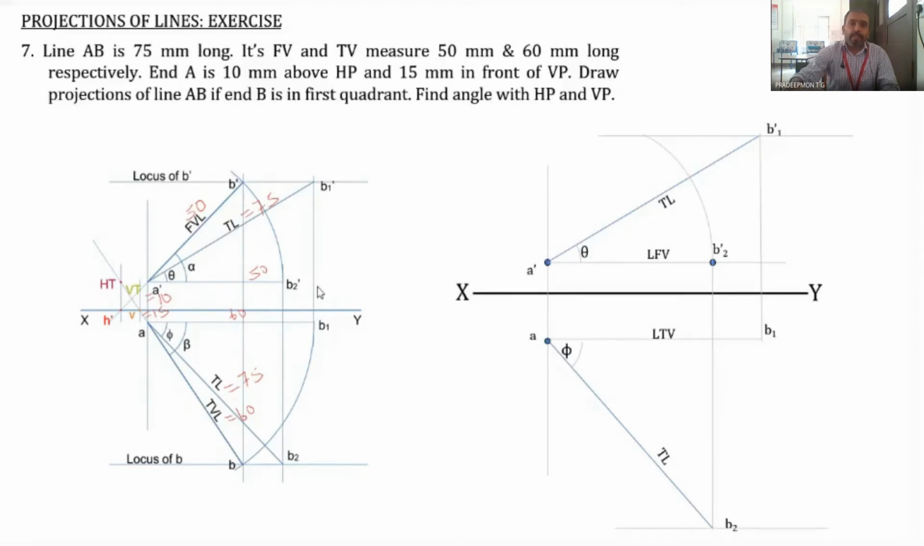True length, then the locus of B2 is obtained. Then A dash B2 dash can be rotated to the locus of B dash in order to get B dash. So this is the point B dash. Then join A dash with B dash. Likewise, either we can rotate AB1 in order to get this point B, or else we can drop a projector from B dash to this particular line, the locus of B, in order to get the point B. So this is point B, and A and B is obtained.